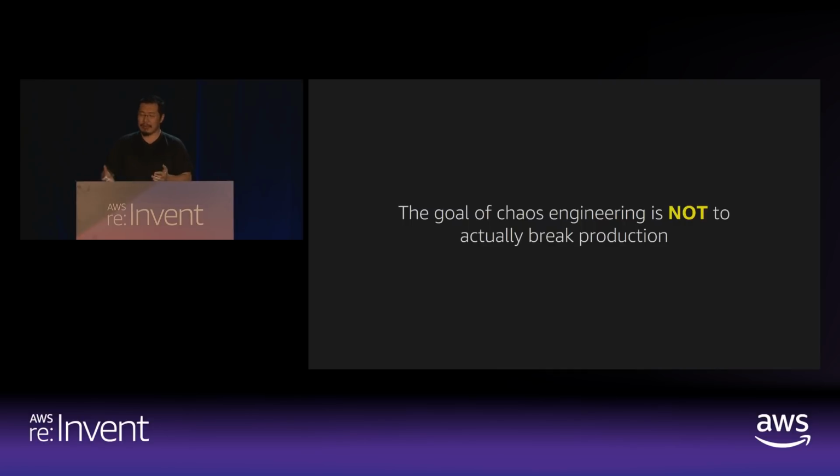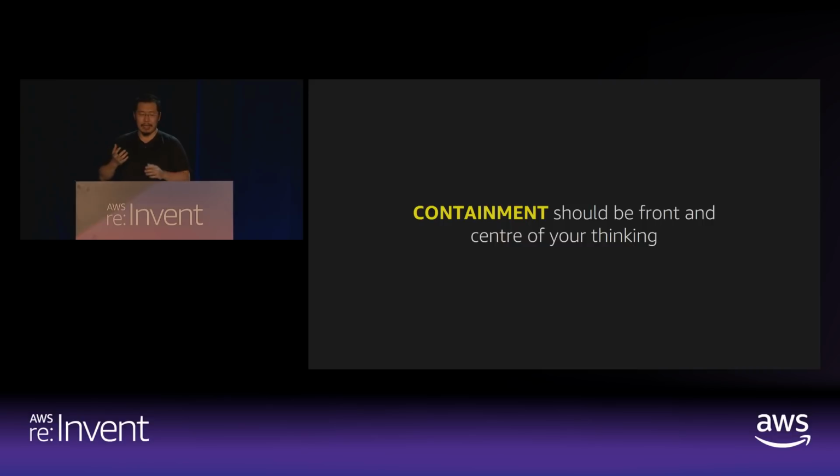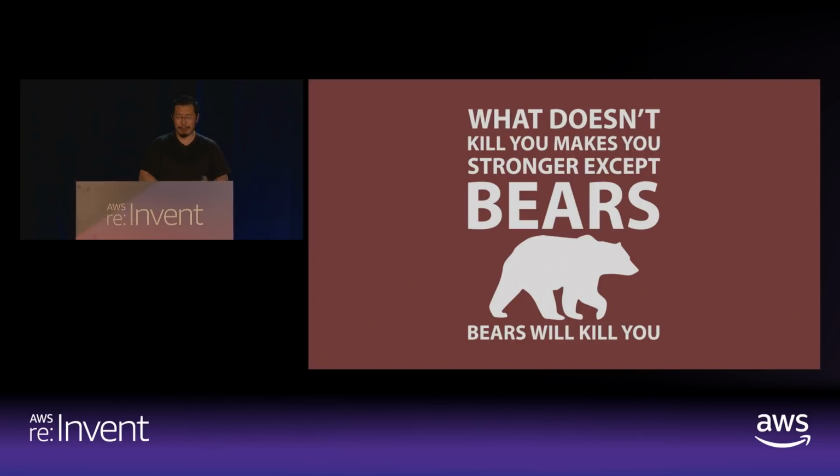And the goal of doing chaos engineering is not to actually break your production environment, which is why containment and blast radius should be at all times front and center of your thinking. If you do jump the gun and go straight to production with a risky experiment and end up breaking the production environment, then you can be sure that no business is going to let you go back to production with your fancy chaos experiments ever again.